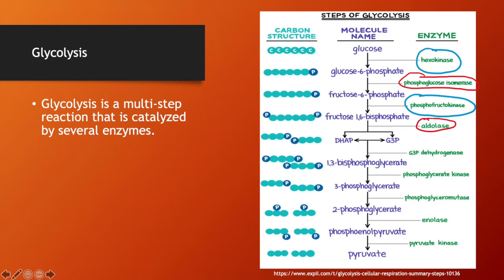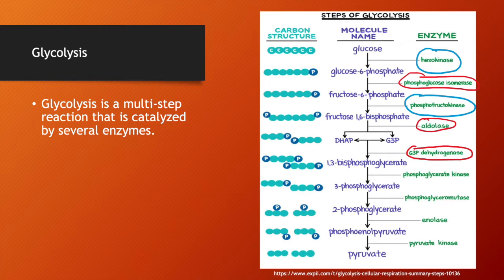In the fourth step, aldolase catalyzes the conversion of fructose 1,6-biphosphate into dihydroxyacetone phosphate and glyceraldehyde 3-phosphate, or DHAP and G3P for short. And in the fifth step, which is not shown here, triose phosphate isomerase catalyzes the conversion of DHAP into G3P. In the sixth step of glycolysis, G3P dehydrogenase catalyzes the conversion of G3P into 1,3-biphosphoglycerate.